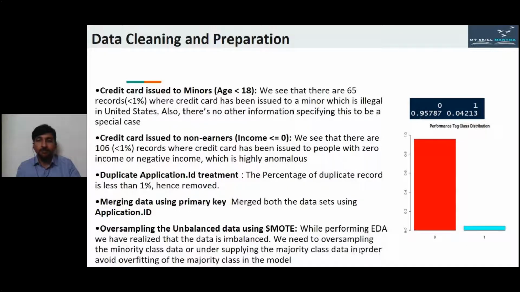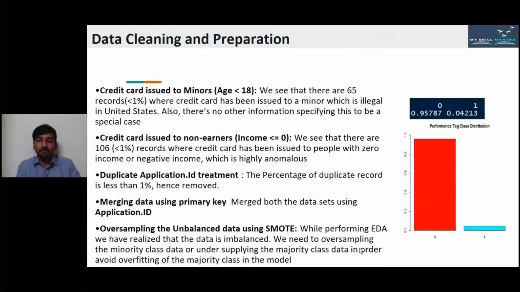In our project, we had two such cases of business rule violation. We saw that there were some 65 records where the credit card was issued to minors, that is, people below 18 years of age. This is highly illegal in the US.